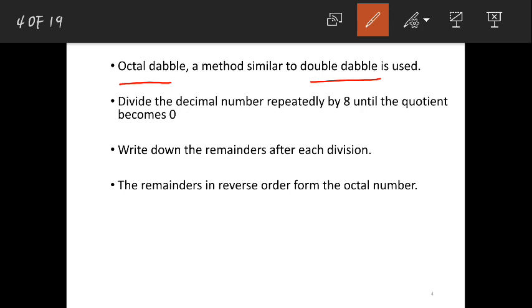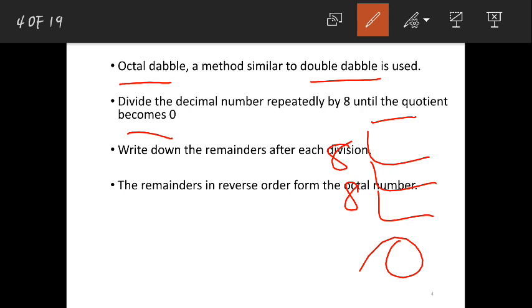Next, divide the decimal number repeatedly by 8 until the quotient becomes 0. Write down the remainders after each division. The remainders in reverse order form the octal number. Everything is the same, similar steps. Keep dividing by 8 until you get a quotient 0. Then, in reverse order, you write the number. That is what I am going to do.